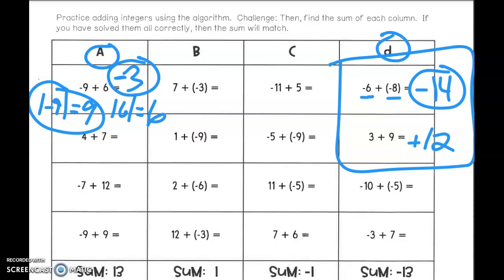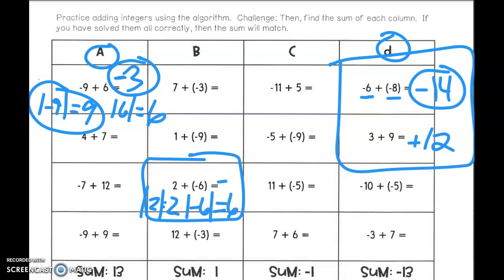All right, let's look at another one where they're different. So let's just look at this one right here. We have to find the absolute value because they're both different. So the absolute value of 2 is 2. The absolute value of negative 6 is 6. So it's going to be a negative answer because the term that is negative had the greater absolute value. Now we just subtract the two numbers. 6 minus 2 is 4, so this is negative 4.